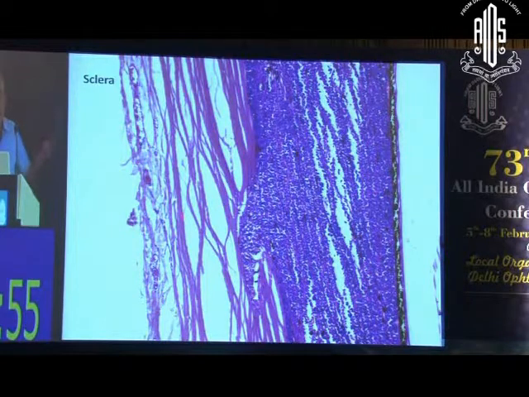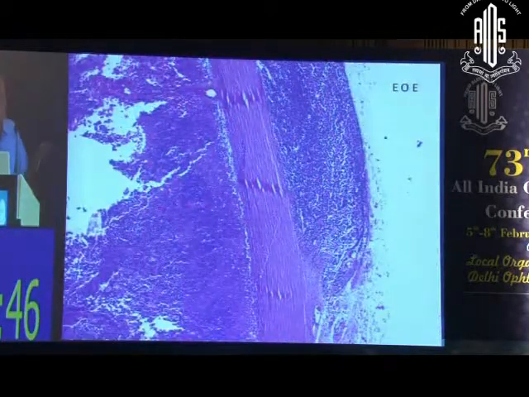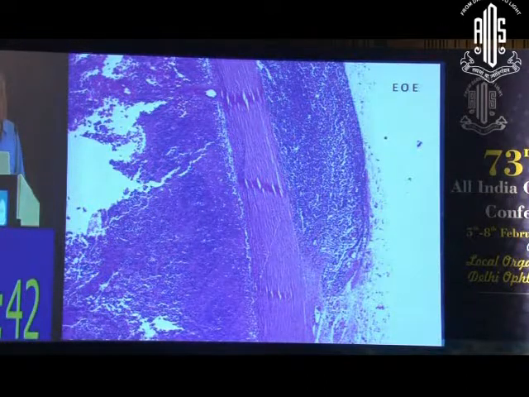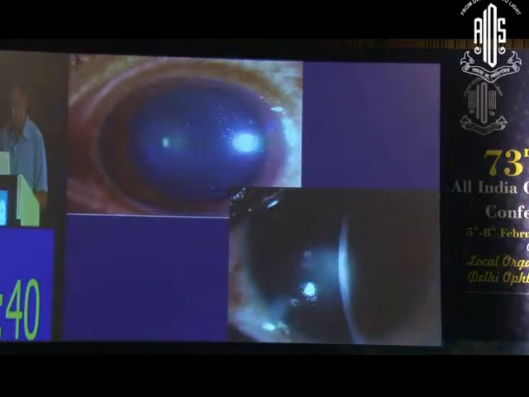Now this is how sclera looks like. You have massive choroidal invasion, and at one point the tumor is getting into the sclera. So this is scleral involvement. Now in this slide, you see tumor on both sides of the sclera. So this is extraocular tumor invasion. Okay, let's get on to the next case.